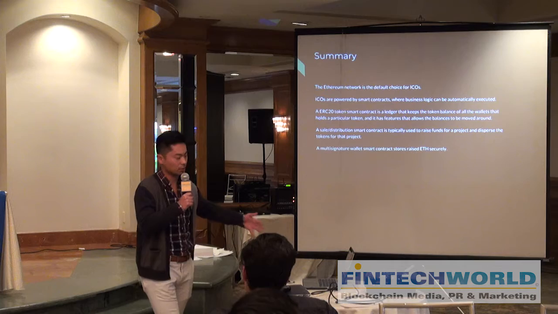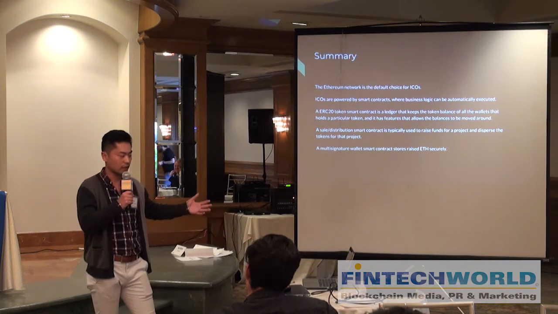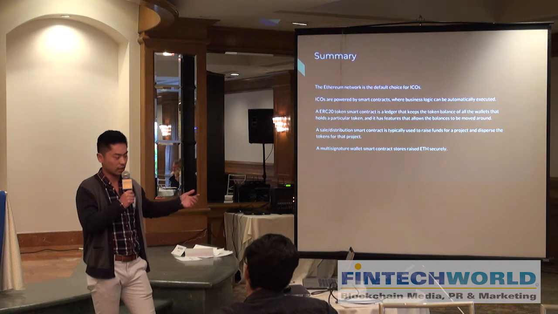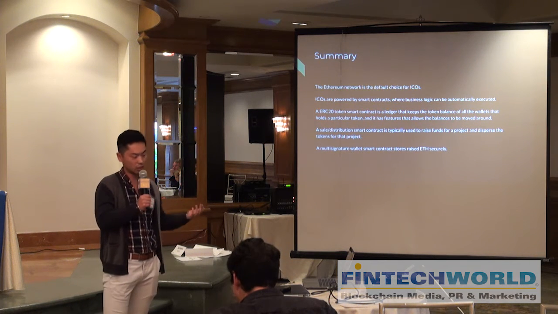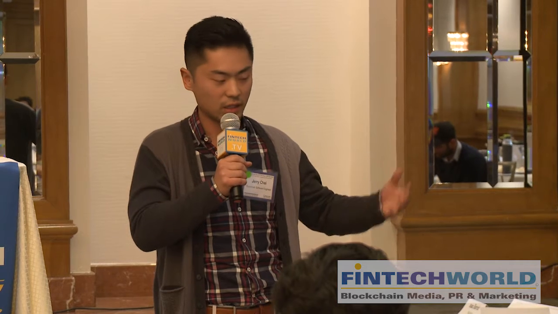Yeah, so that's it. That's the summary, really quick. Ethereum network is the default choice for ICOs. They're powered by smart contracts, and everything happens automatically, the business logic. The ERC token smart contract is the ledger. And it's a little confusing. It's a ledger, even though it's called an ERC20 token contract, that keeps track of all the balances of this token. And the sales and distribution contract is in charge of dispersing the token, and the multi-signature wallet contract is in charge of storing your funds that you just spent so much effort raising. And that's it for me.